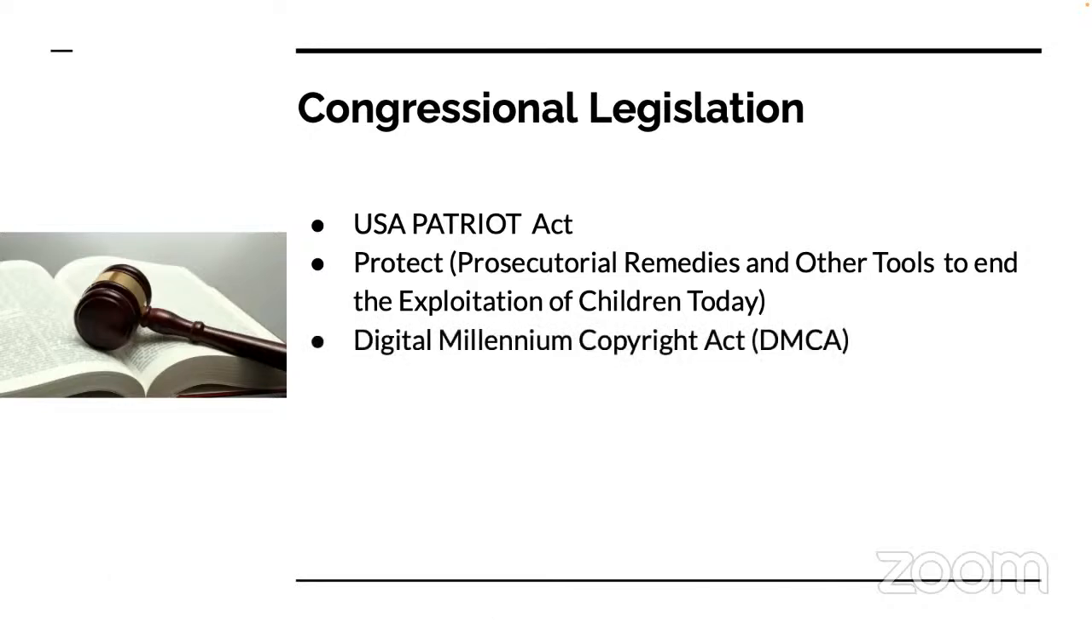The Digital Millennium Copyright Act has 4 titles. Title 1 is the World Intellectual Property Organization Copyright and Performances and Phonograms Treaties Implementation Act of 1998. Title 2 is the Online Copyright Infringement Liability Limitation Act. It creates limitations on the liability of online service providers for copyright infringement when engaging in certain types of activities.